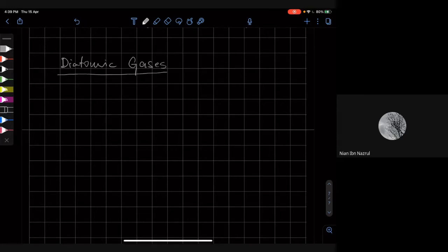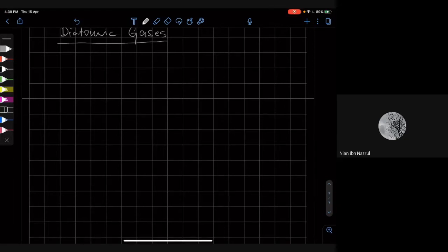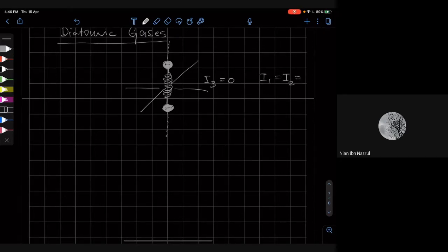Okay, so the diatomic gas, what we are going to do is model it in the following way. We are going to say there is one atom and there's another atom, and classically they're basically connected by some sort of spring. Because of that, the moment of inertia around this axis is negligible, so we say I3 is 0. But I1 and I2, the moments of inertia of rotation around the other two axes, are non-zero, but they are equal. I1 is equal to I2 is equal to I, okay?